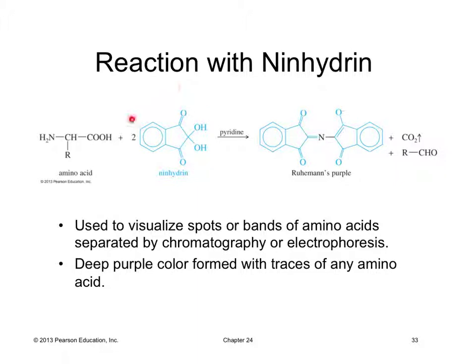Reaction with ninhydrin. Ninhydrin is actually a test of whether you've generated an amino acid. If you have an amino acid and you react it with ninhydrin in the presence of pyridine, it'll generate Ruhemann's purple and convert the amino acid into the aldehyde.